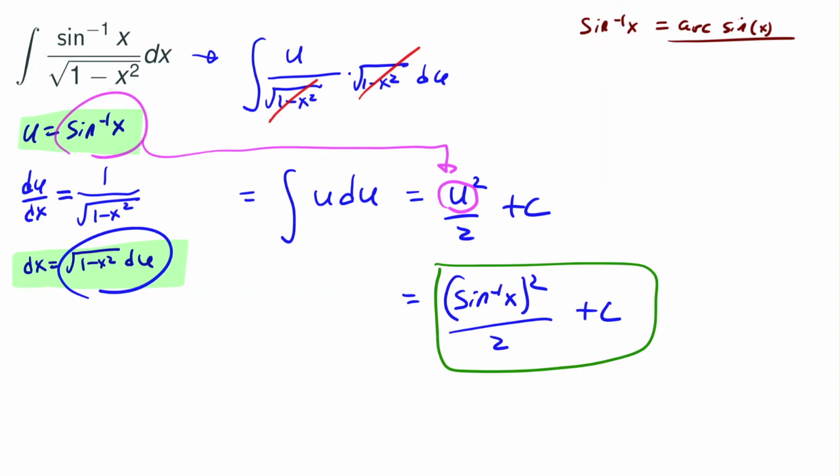We absolutely cannot combine these two exponents. They mean different things, right? If this is confusing, you can just write it this way: arcsine of x, the entire thing squared, over 2 plus c. This is also acceptable. Either one's fine. But here, this is not a negative 1 power. This is representing sine inverse. So if you take the derivative of this function, we'll get this.